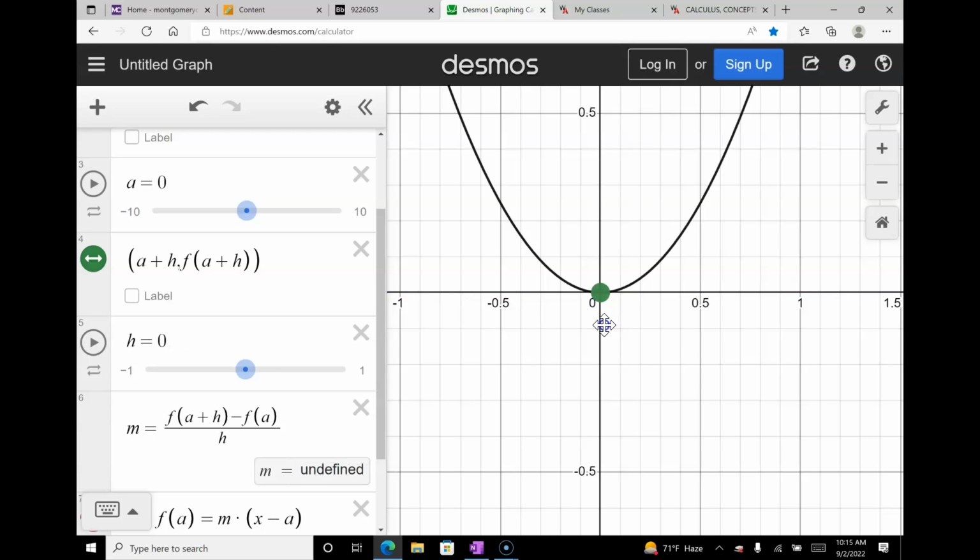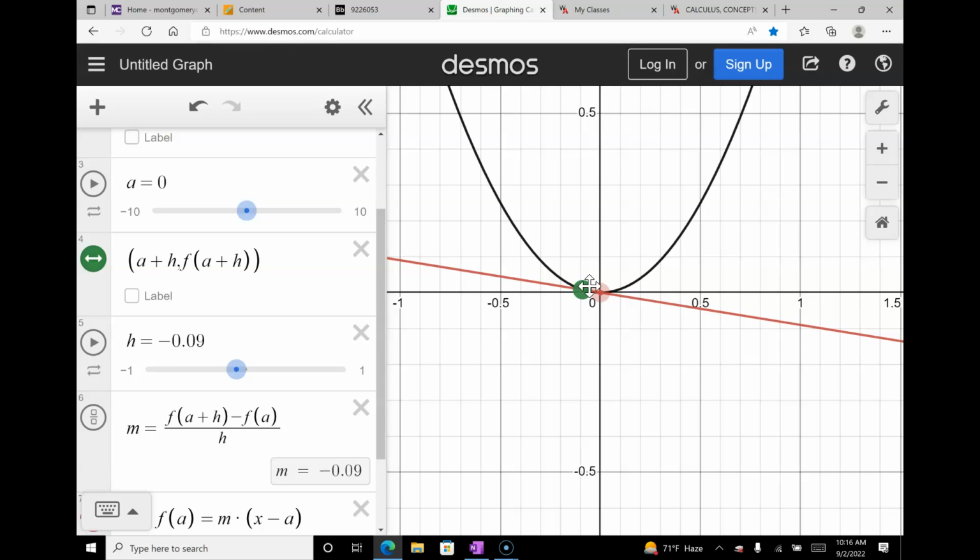0, exactly. And even if I go from the other side, when h is 0, there is no line anymore. But that will be the slope of the tangent line. Should I let h get to 0? No, I can't. But I predict what would happen if h got to 0. That's a limit.